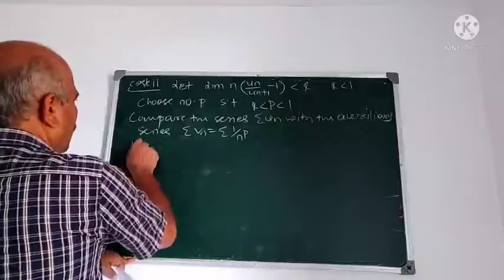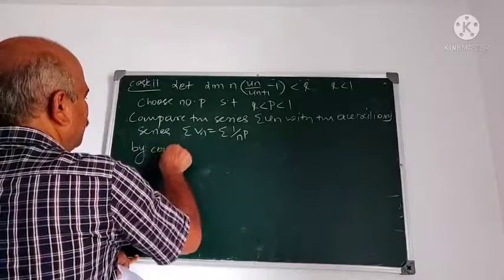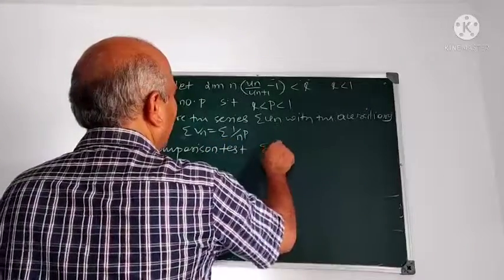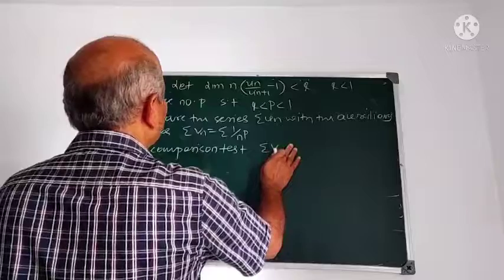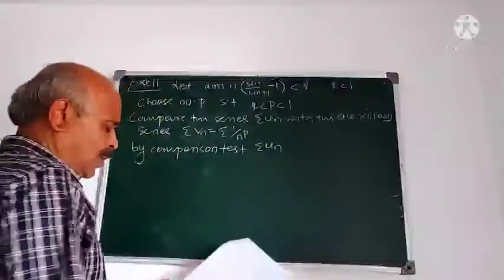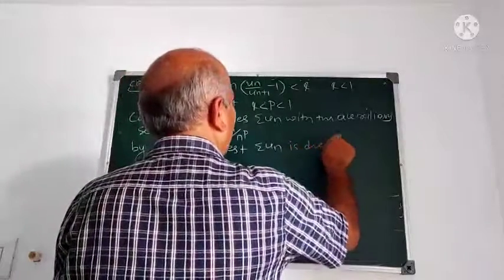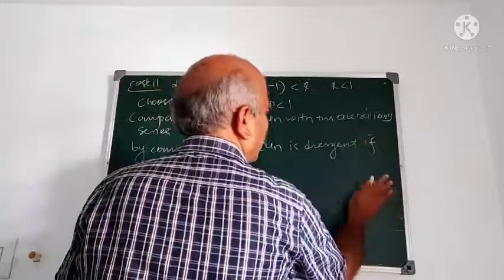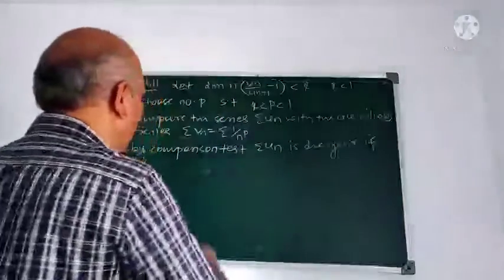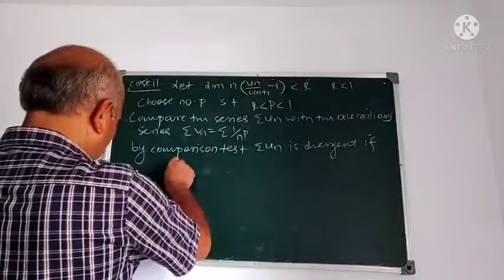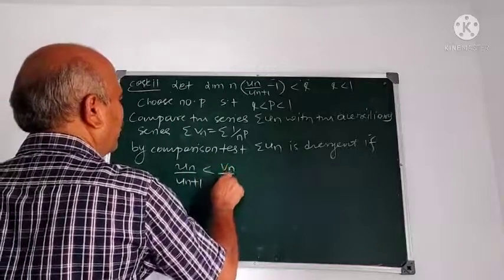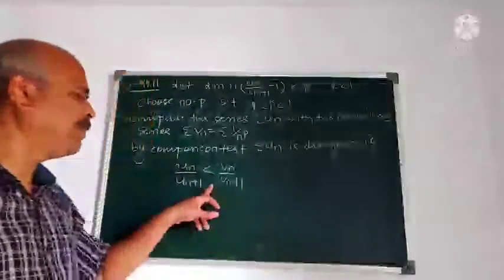Therefore, by comparison test 3, sigma un is divergent if for some particular values of n, that is for all n greater than or equal to n, un upon un plus 1 is less than vn upon vn plus 1. Just we have proved this comparison test.